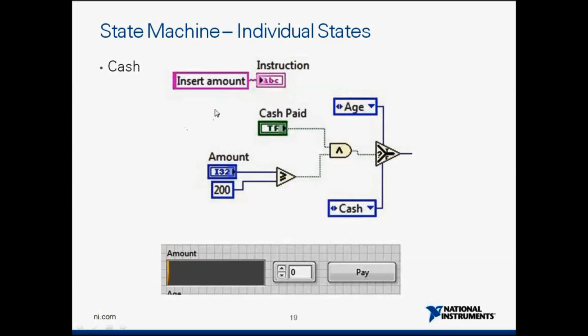The state transition code here is to check if the cash drop is greater or lesser than the price of the ticket, and to wait for the pay button to be pressed. If the cash entered is greater, jump to the next step, that is age. If the cash entered is lesser, stay in the same state until the user has entered a valid value.